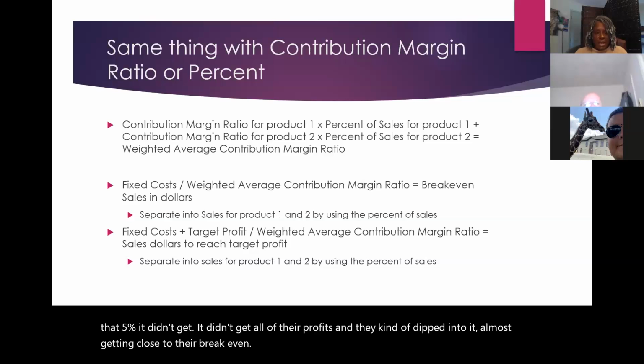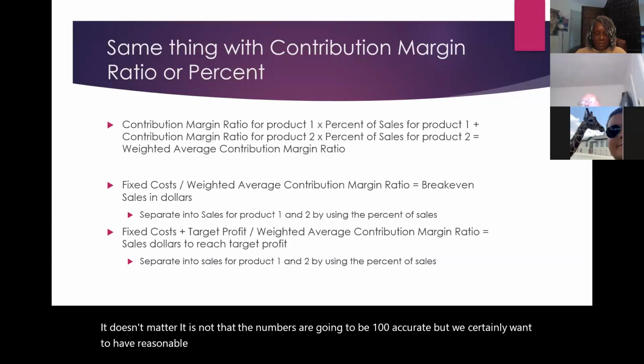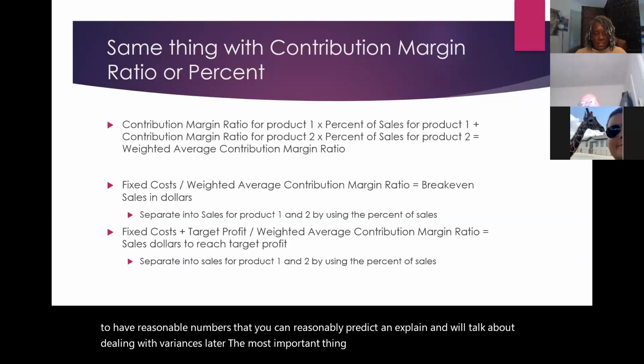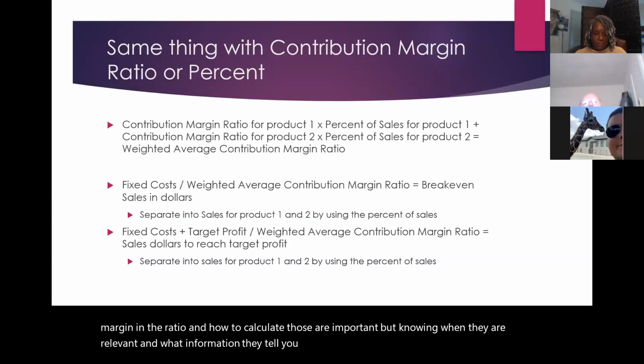It doesn't matter. It's not that the numbers are going to be 100% accurate, but we certainly want to have reasonable numbers that you can reasonably predict and explain. And we'll talk about dealing with variances later. The most important thing is using the fixed cost and the contribution margin and the ratio and how to calculate those are important, but knowing when they are relevant and what information they tell you is even more important.